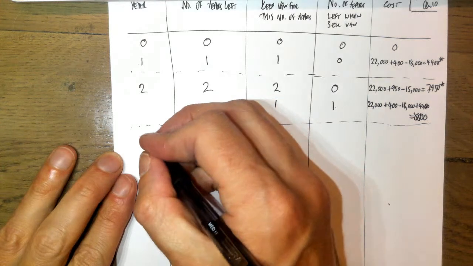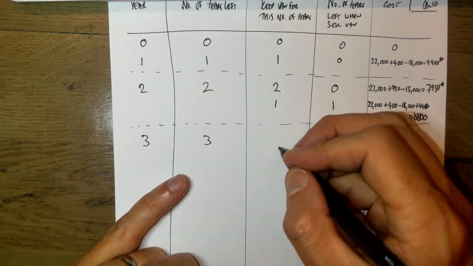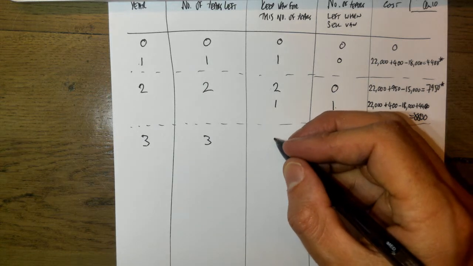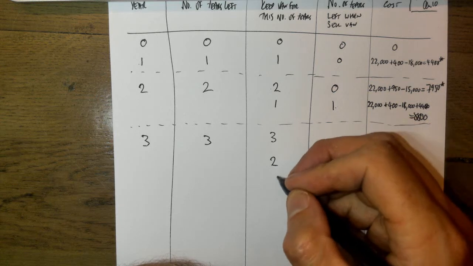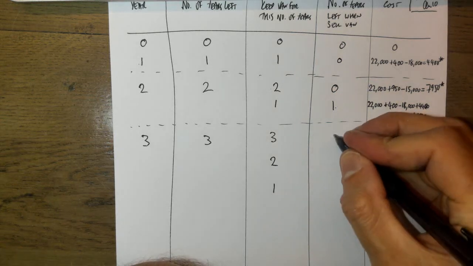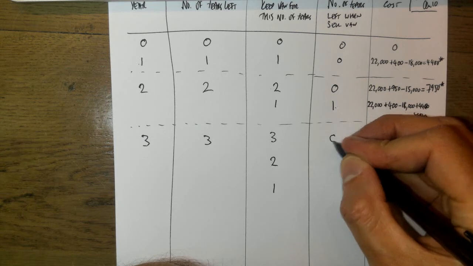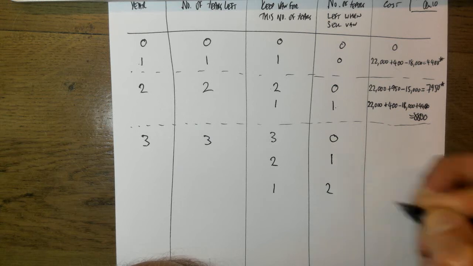So let's go. 3 years remaining. Number of years left, 3. He could keep the van for 3 years, could keep the van for 2 years, could keep the van for 1 year. So there'll be number of years left when he sells the van, 0. There could be 1 or there could be 2 years left when he sells the van, okay?